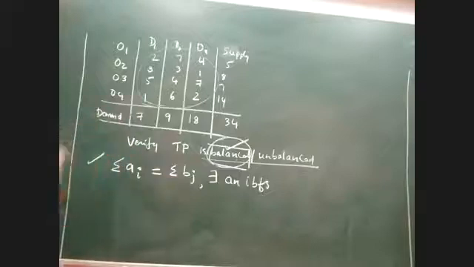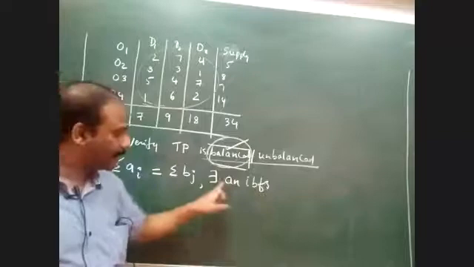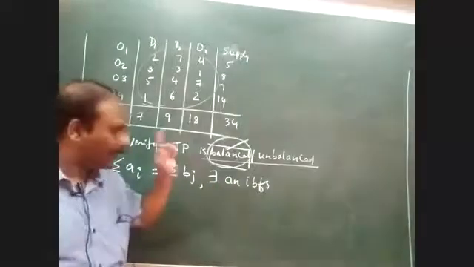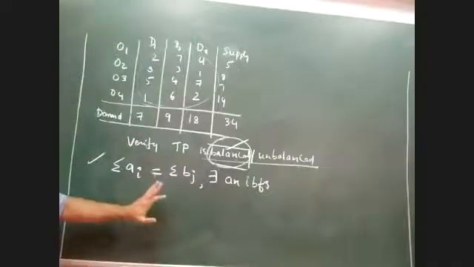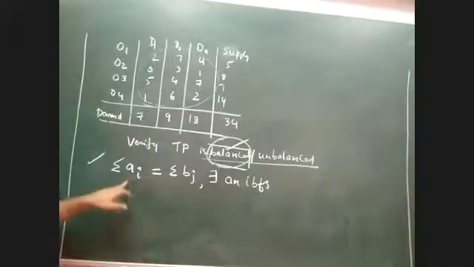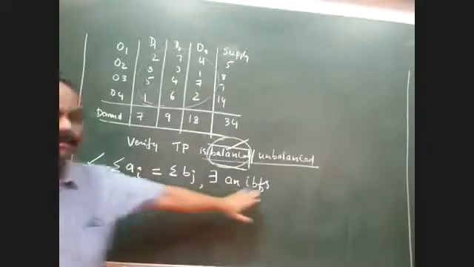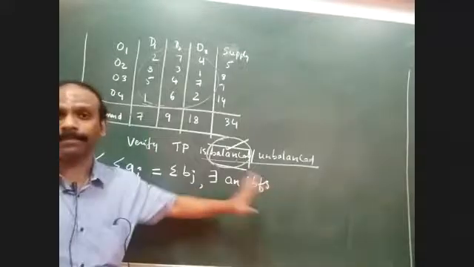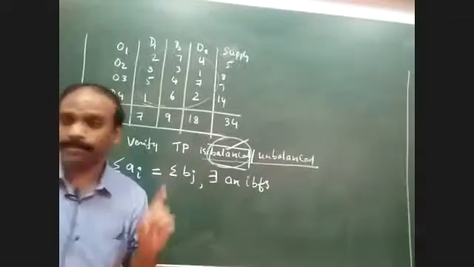Only if demand and supplies are equal, then I can think of IBFS. There exists an IBFS only when this condition prevails. If this condition doesn't prevail, then there is no scope for IBFS. So this is the first step you have to do.